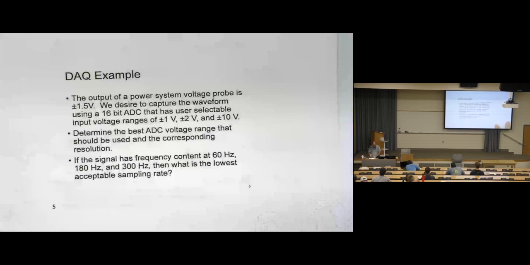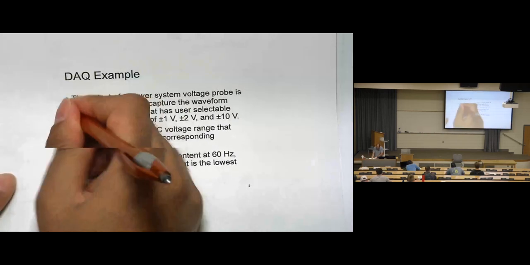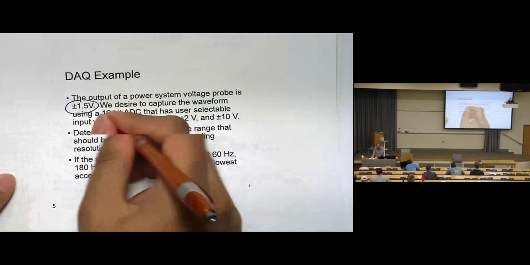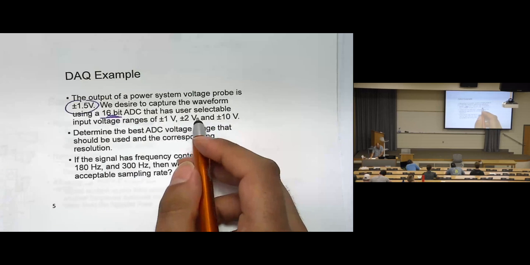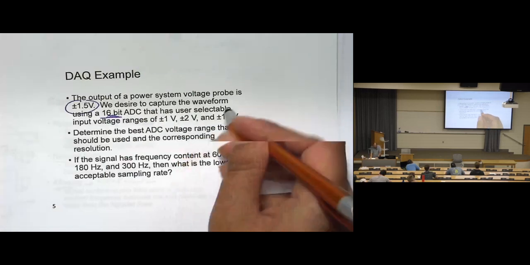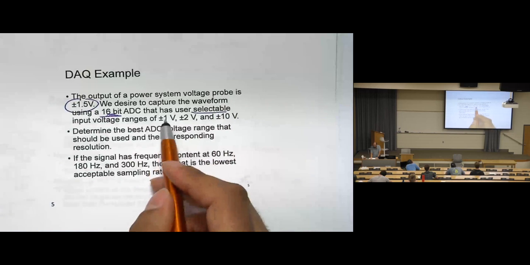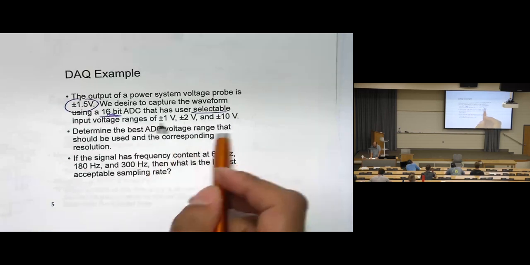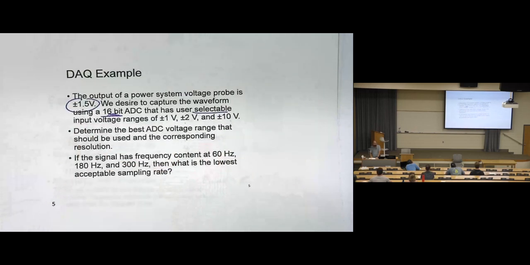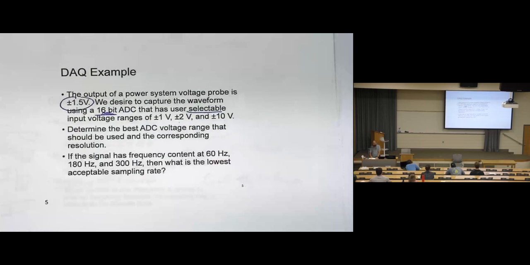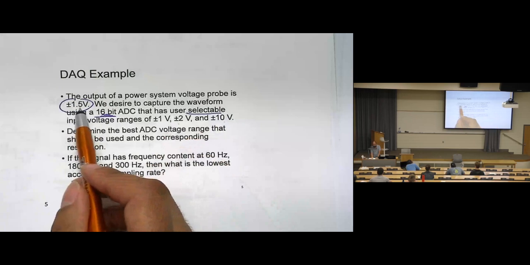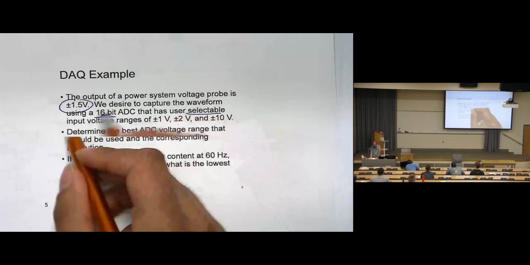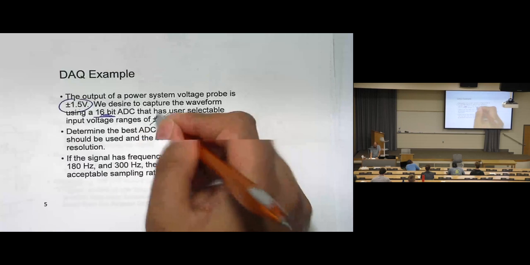Let's look at this example. Here, the output of the power system probe is plus minus 1.5 volts, and we have a 16 bit ADC. We are asked to determine, given some devices with these ranges, which range should I use to cover 1.5 volts? What do you think? Plus minus 2 volts. So why am I not using plus minus 1? Because 1.5 is not covered by plus minus 1.